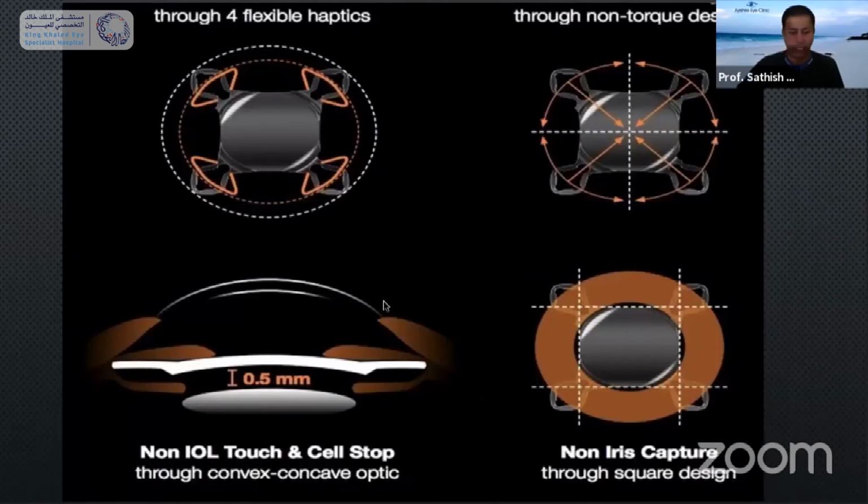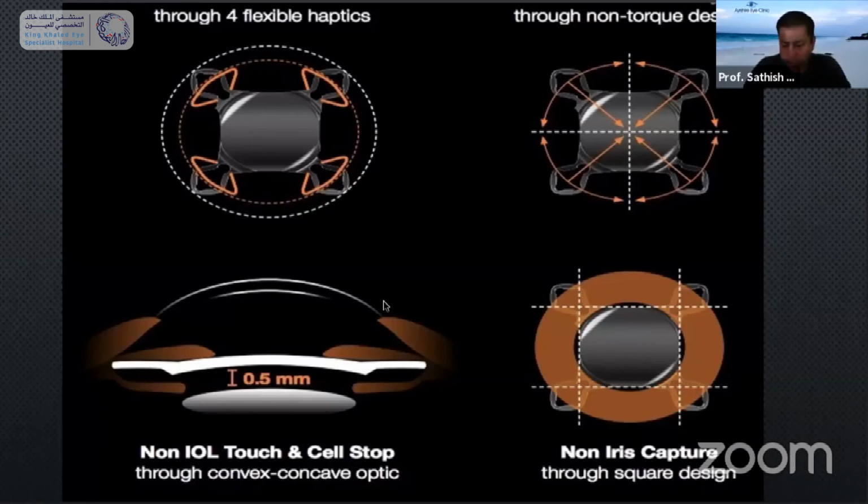So this is an animation showing the 4-point haptic fixation giving a non-torque stable platform. And on the bottom left-hand side, you can see this convex concave configuration I talked about, where it is convex on the posterior surface so that there is a good gap between the secondary lens and the primary lens, and there is no physical contact.